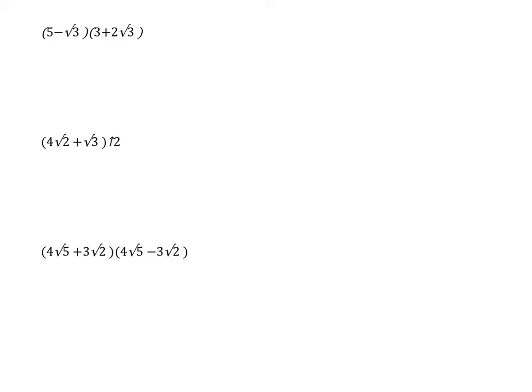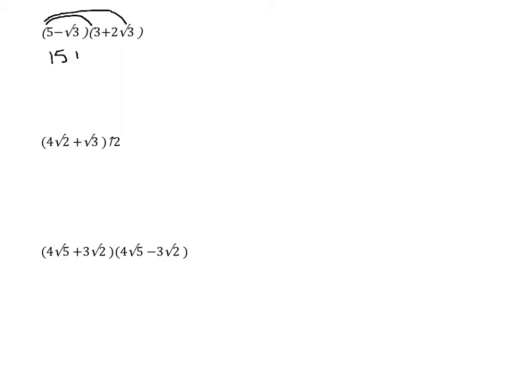So if you look at that page of notes, the first thing that you should see is the fact that I said, remember how to FOIL? The same rules are going to apply when we are multiplying binomials that have radicals in them. So if we take a look at the first couple of examples, first times first, that's 15.